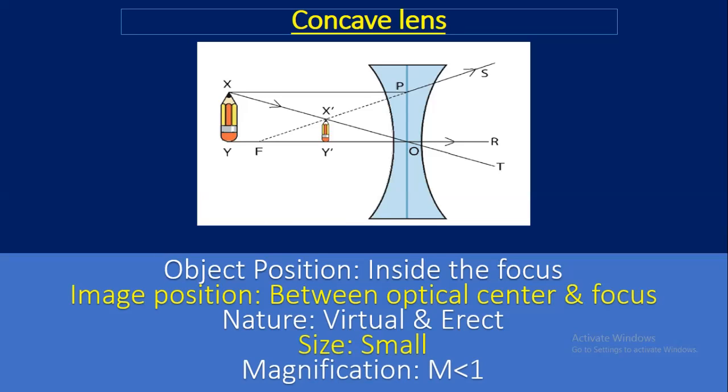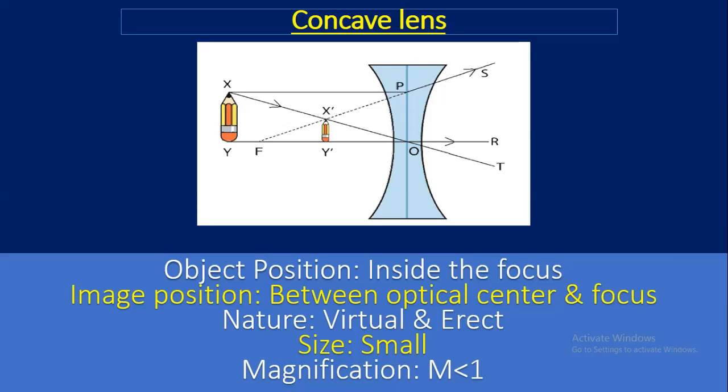And for every condition of the concave lens we got the same image, that is virtual, erect, and the size of the image is small. I repeat, for the concave lens, the nature of the image for all positions of the object is virtual, erect, and small, and the magnification is less than 1 for every position of the object.